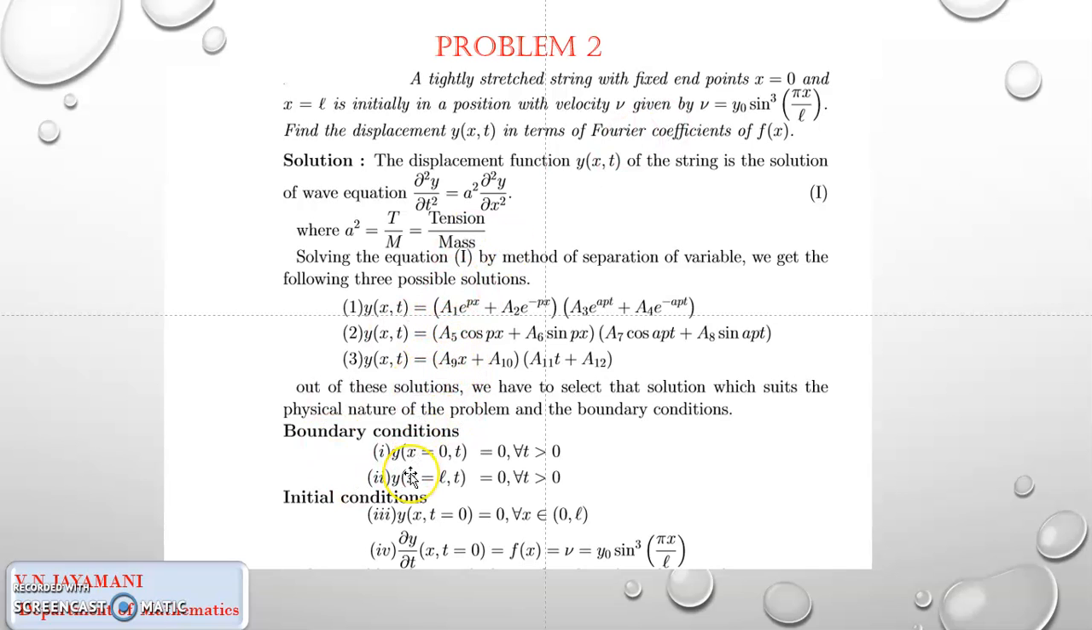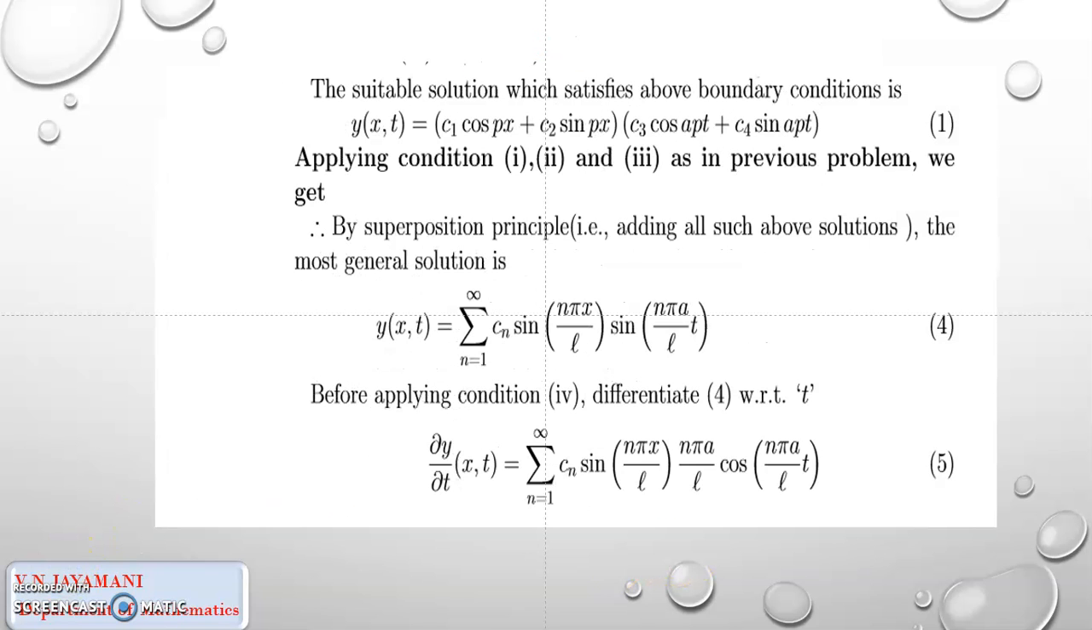Now we are going to write the boundary conditions. Y of 0 comma t is equal to 0. Y of L comma t is equal to 0. Next, the initial conditions: y of x comma 0 is equal to 0, and dou y by dou t of x comma 0 is equal to f of x. That is, the velocity is equal to y naught sin cube pi x by L.